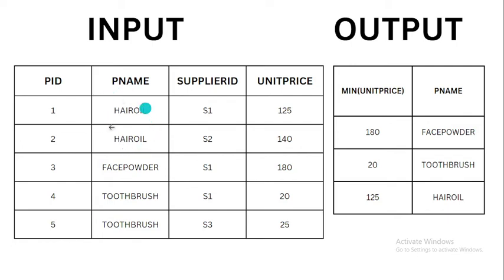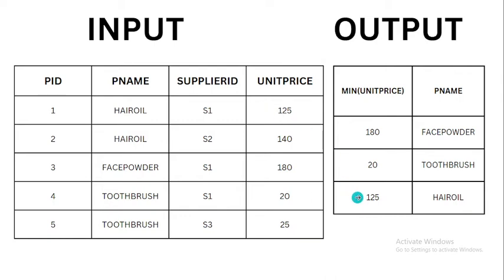So we need to group according to the product name hair oil. Hair oil will come one time, but we need to compare the unit price. The unit price for the first hair oil is 125 and the second is 140. So we need to compare these two values, 125 and 140. Which one is minimum? We have 125 as the minimum.